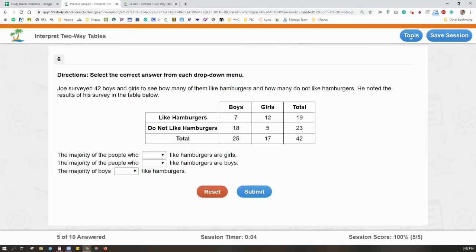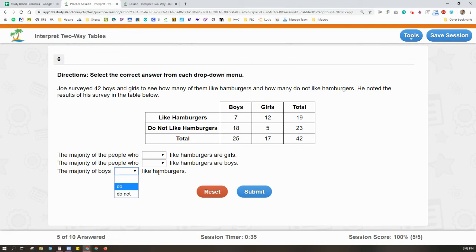Next problem. Number 6, Joe surveyed 42 boys and girls to see how many of them like hamburgers and how many do not like hamburgers. He noted the results of his survey in the table below. So we've got our table here. Let's go through the fill in the blanks here. The majority of the people who either do or do not like hamburgers are girls. And then the majority of the people who do or do not like hamburgers are boys. The majority of boys do or do not like hamburgers.